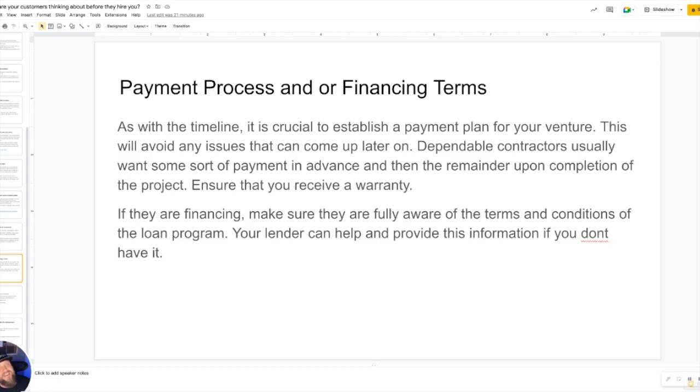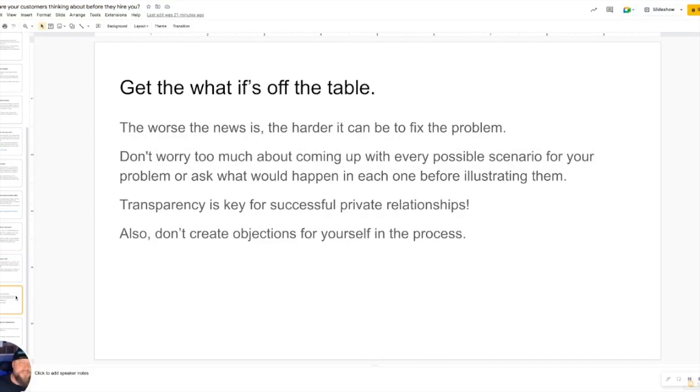I don't know what they're going to ask you, but it doesn't matter. Pump the brakes. Great question, Mr. Smith. Let's call the lender right now. Okay? So just make sure that you're setting up the expectations on financing and get that off.